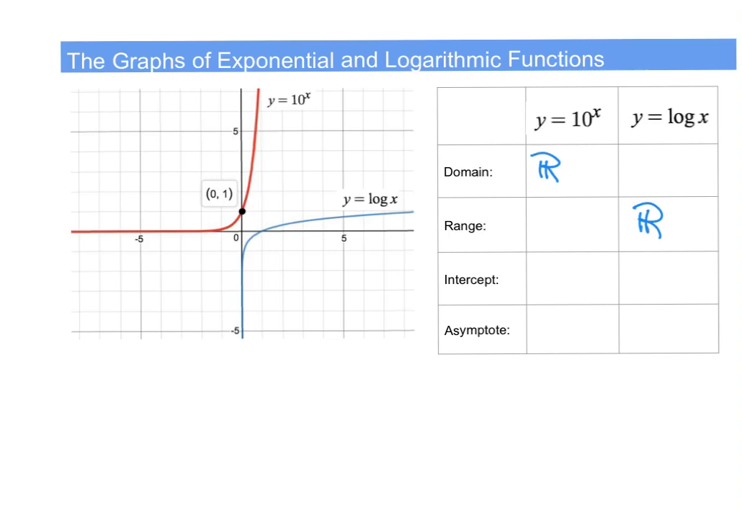The range of an exponential function is y greater than 0 because we have a horizontal asymptote. I'm going to write, we've got a horizontal asymptote at y equals 0. So for the log of x, we are going to have a domain of x greater than 0 because we have a vertical asymptote at x equals 0. The intercept on our exponential graph is 0, 1, and that's a y-intercept, which means we have an x-intercept on the log graph at 1, 0.